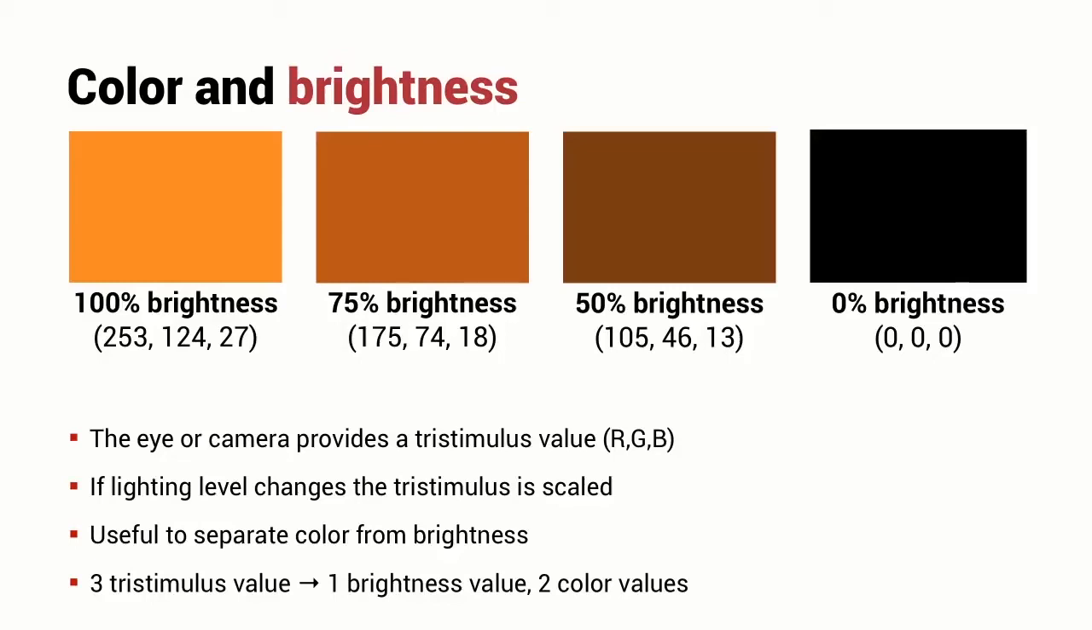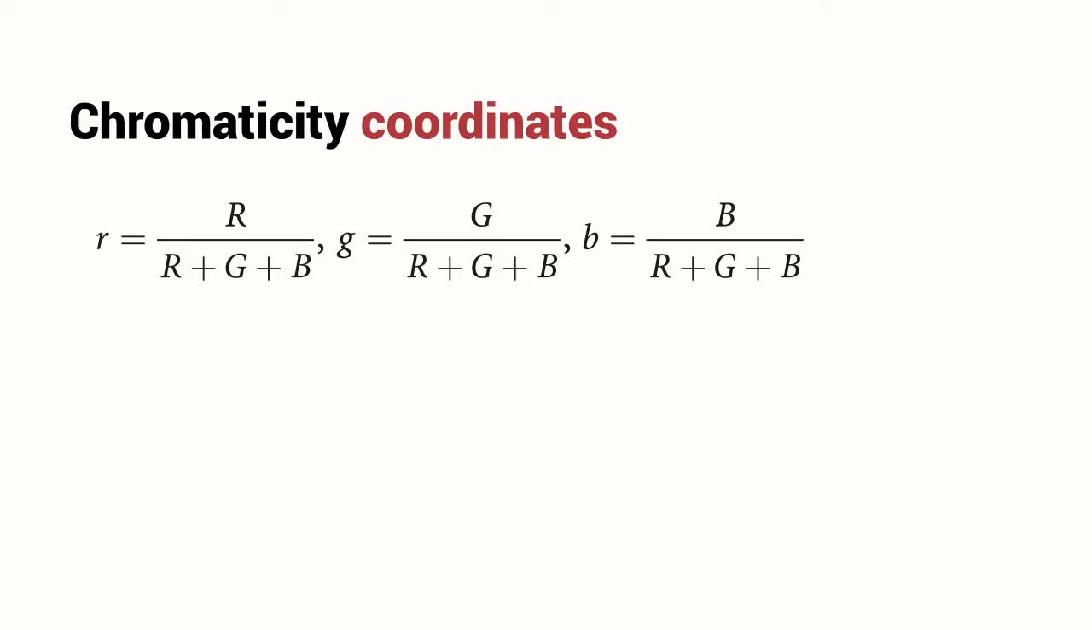And what we would like to do is to find some way to transform the three tri-stimulus values to one brightness value and perhaps two color values. One way to do this is to transform the RGB values into chromaticity coordinates. And we divide the RGB values by the sum, by the total tri-stimulus. And we end up with these variables, little r, little g, and little b.